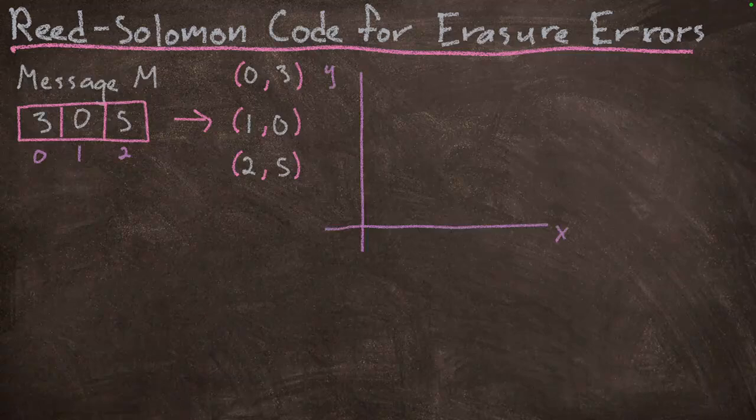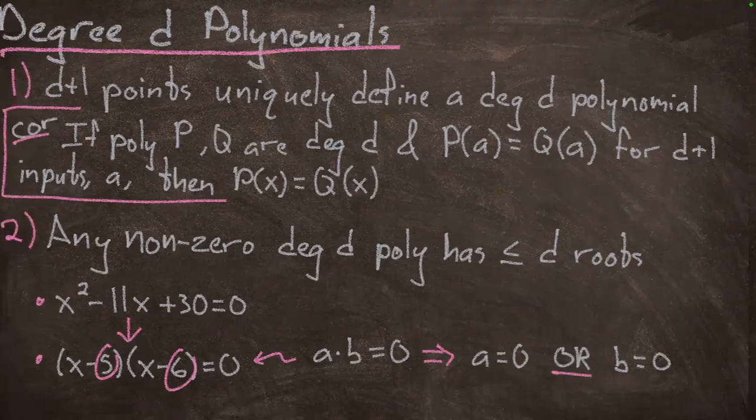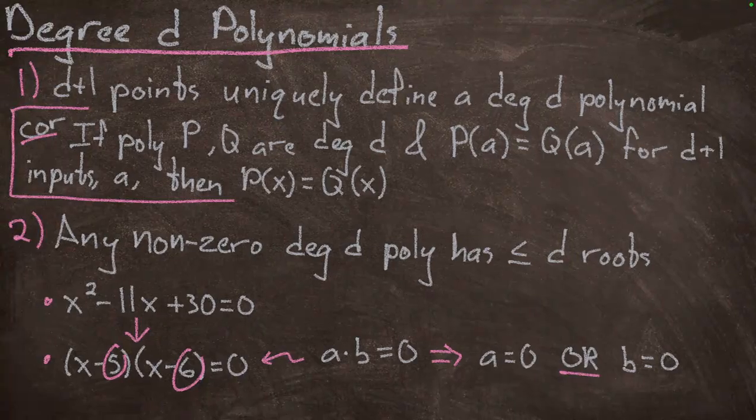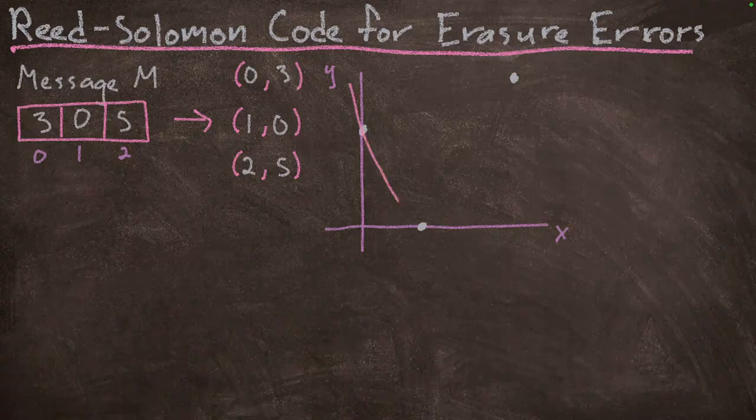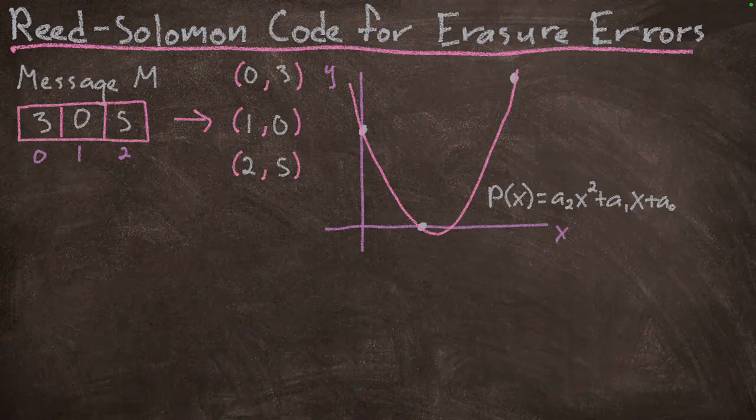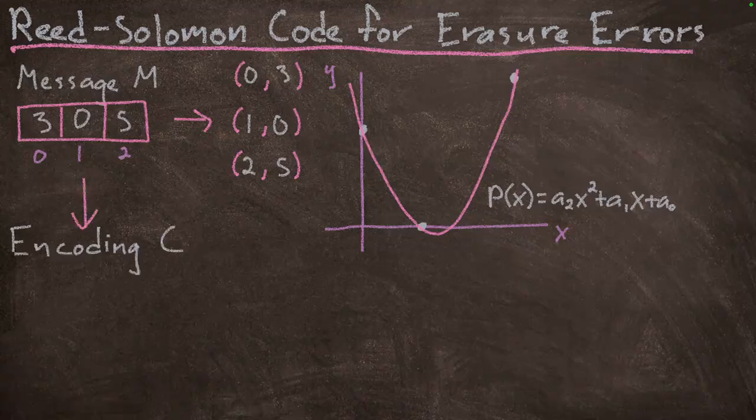And if we have 3 points, we can plot them out. What do we know about 3 points? We know from our bread and butter slide that d plus 1 points uniquely define a degree d polynomial. So these 3 points will uniquely define a degree 2 polynomial. We could just pass a parabola through them, uniquely defined by those 3 points. And now let's look at this encoding.